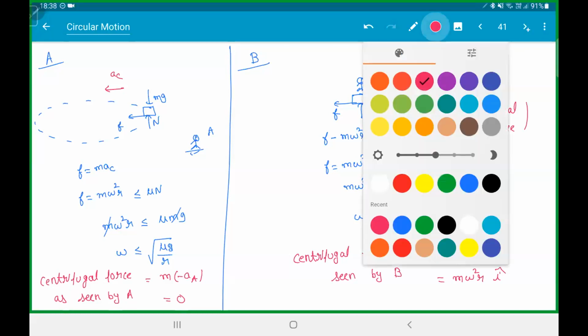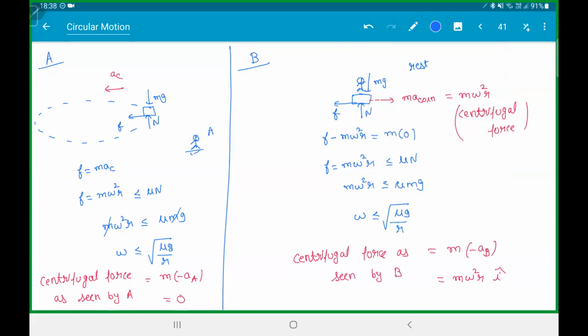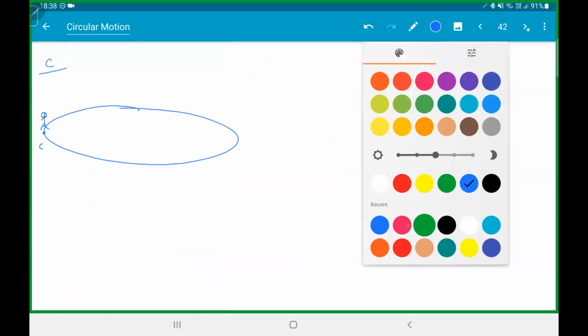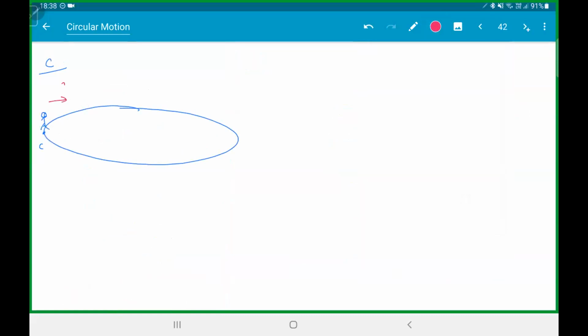If I ask C to solve the problem, now it is more complex to solve, but you will get the idea of what is happening. So C is here, he is standing here. What is the acceleration of C? Acceleration of C is actually how much? Omega square capital R towards the center, because he's going in a circle. Now, if you ask this person to solve the problem, he will do it pretty interestingly.